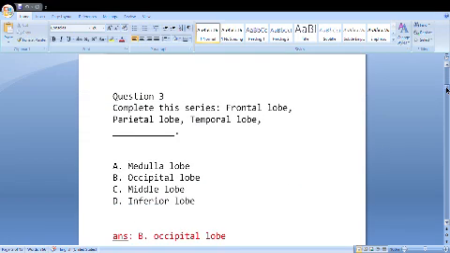And question number 3, complete the series: frontal lobe, parietal lobe, temporal lobe, and fill in the blank. There are 4 options: medulla lobe, occipital lobe, middle lobe, inferior lobe. So these are lobes of the cranial cavity, the brain. Frontal lobe, parietal lobe, temporal lobe. So the answer is B, occipital lobe. Option B is the right answer.